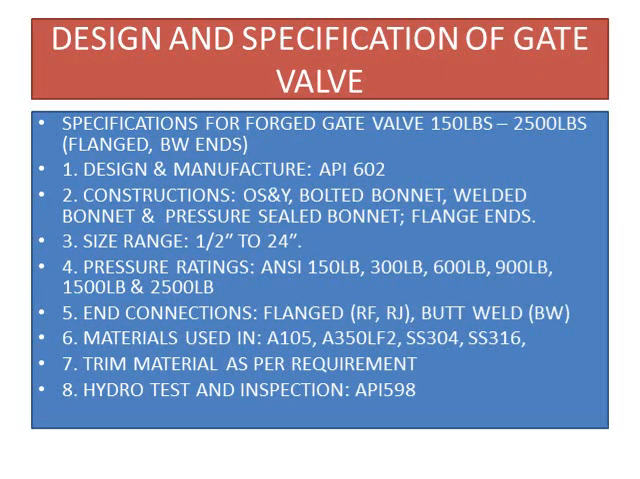Now you can see the design and specification of the valve, how a valve can be specified. Specification of forged gate valves: 150 pound rating to 2500 pound rating, flange or butt weld ends. Design and manufacture of the gate valves are carried out as per API 602, American Petroleum Institute. Construction: OS&Y, bolted bonnet, welded bonnet and pressure sealed bonnet, flanged end. These kinds of valves are generally made and used in industry. The size range is generally half inch to 24-inch size.